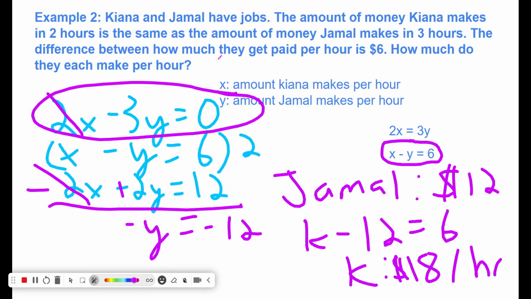Does that line up with what I know? 2 hours would be the same as 3 hours. Yes, Kiana would make 36. Jamal times 3 would be 36. There. So once you set up your variables, you set up your equations well, you should be able to go from there. Let's do another example.